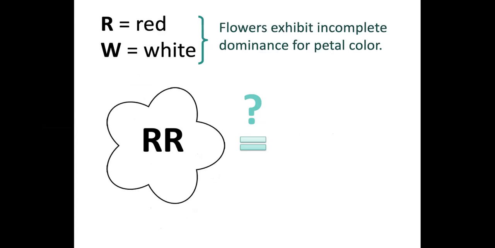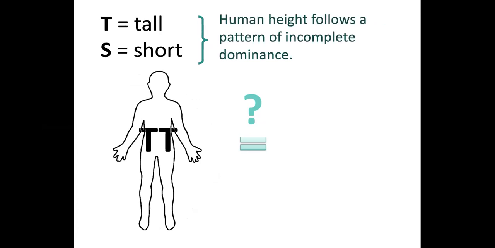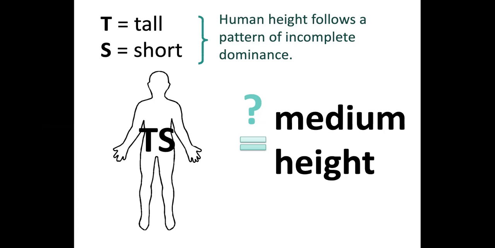Next, we got R for red, W for white, which we just talked about. Flowers exhibit incomplete dominance for petal color. RR would be red, WW, white, and RW, pink. Perfect. All right, next we got T for tall, S for short. Human height follows a pattern of incomplete dominance, so TT would be tall, SS, short, and TS. I like it. Average or medium? I would take average because it's whatever's in the middle, okay?